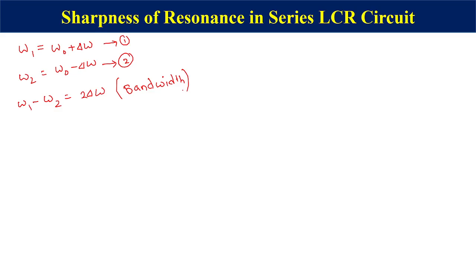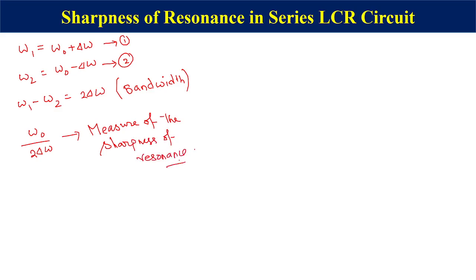The quantity omega naught divided by twice delta omega is regarded as the sharpness parameter, a measure of the sharpness of resonance. So the smaller the value of delta omega, the narrower the resonance. That means the sharper the resonance, as is clear from this particular image.